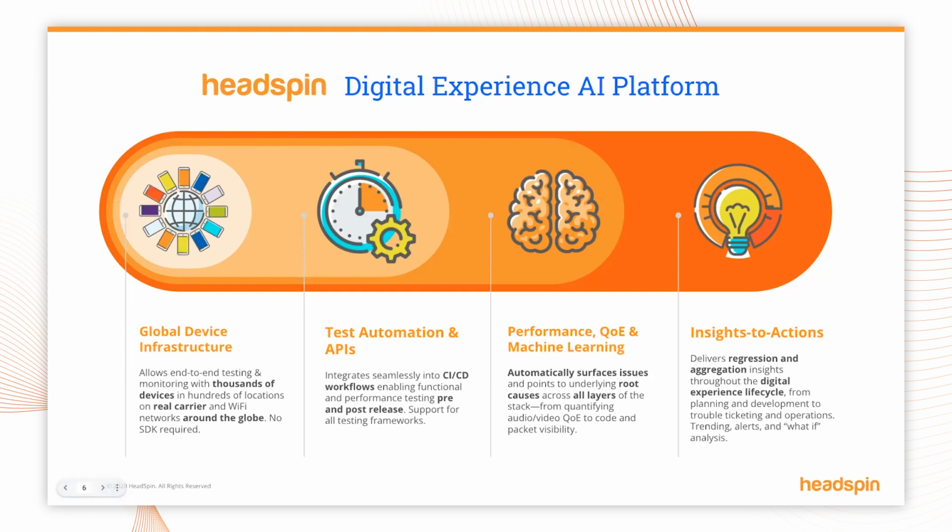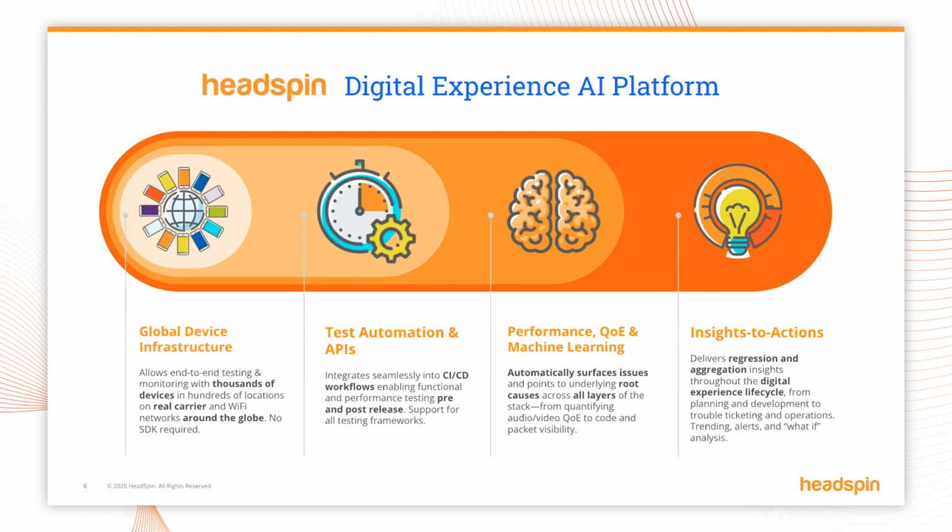The second pillar is where you have test automation and support for essentially all testing frameworks. We have native integrations with Appium and Selenium, allowing for seamless integration into your CI/CD workflows, and enabling functional and performance testing for both pre- as well as post-release. Our open APIs give you the ability to export data and insights to any BI and data visualization platforms, as well as monitoring dashboards.